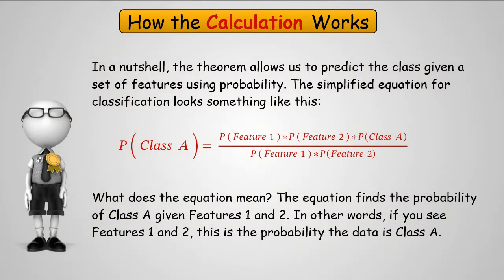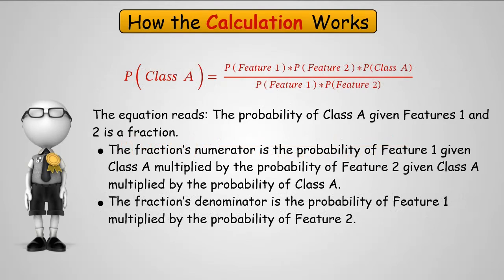Now, in a nutshell, the theorem tells us to predict the class given a set of features using probability. And if you need to brush up on that, go back to our chapters on probability in the statistics portion of the class. But the simplified equation looks below, and we're going to go into it in detail on the next slide. But for now, this equation means the probability of class A given features 1 and 2. In other words, if you see features 1 and 2, what's the probability that this belongs in class A?